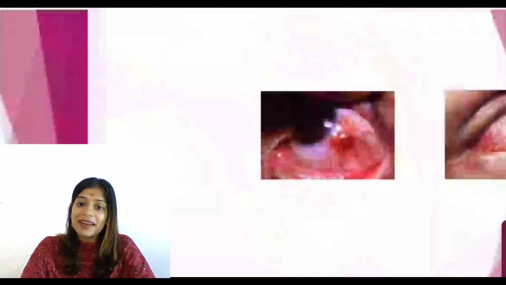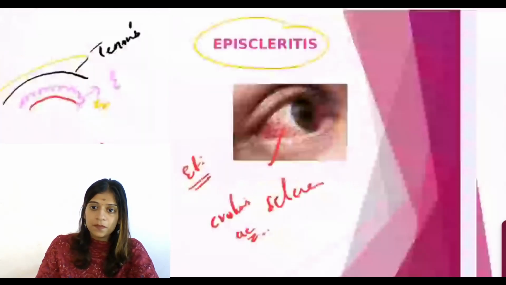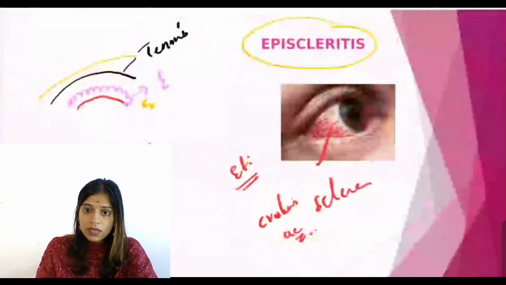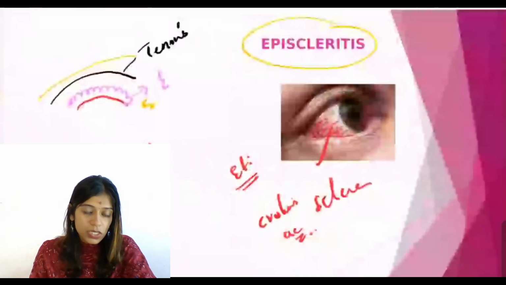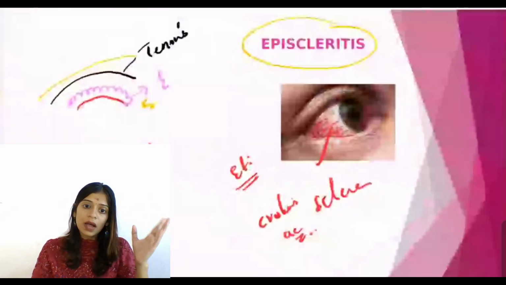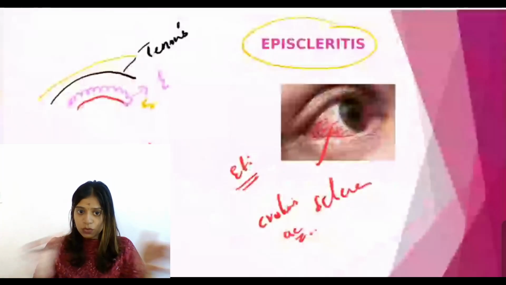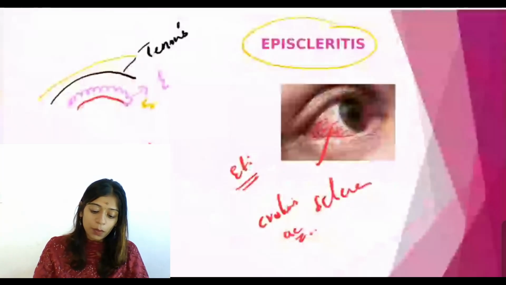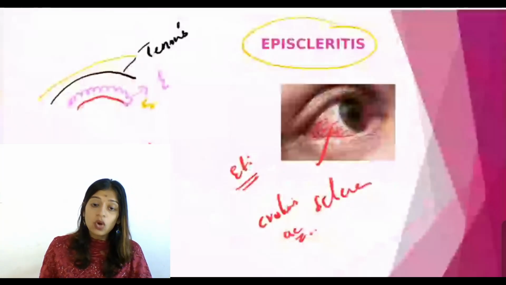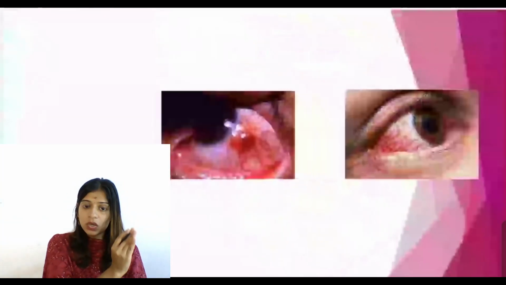So, episcleritis is of two types. You saw the picture here, right? The eye looks red in color. This is a picture of episcleritis. We have a condition called scleritis, but we have tests to differentiate. We'll talk about it. So there are two varieties of episcleritis.